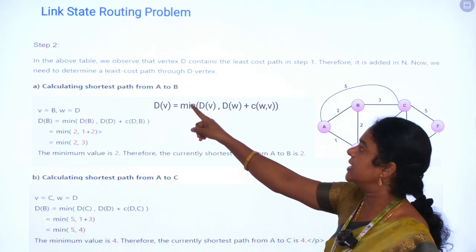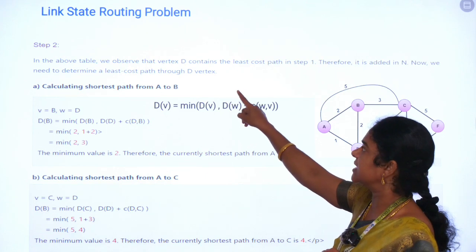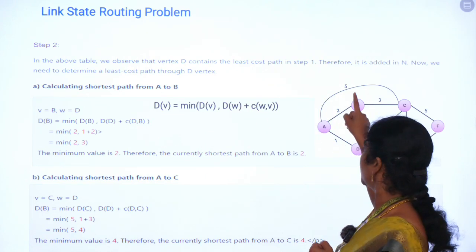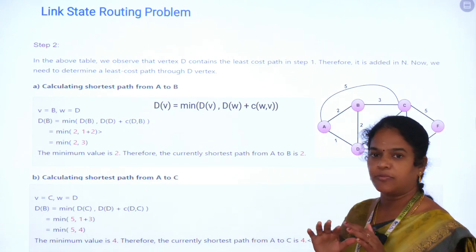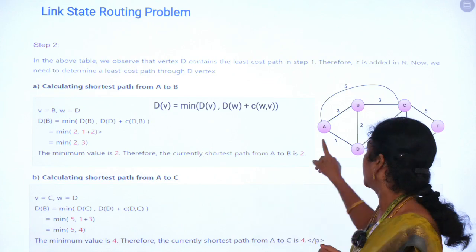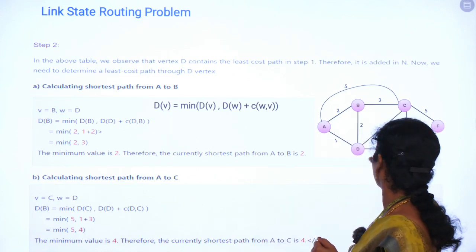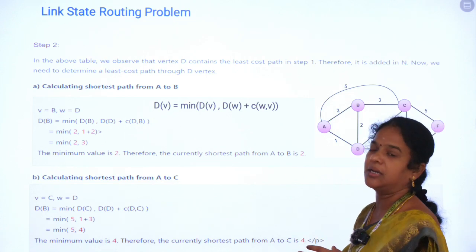Here in the second table, in the second step, we observe vertex D contains the least cost path from the first step. So now we find out the cost. Again you start from the source vertex only: A to B and A to C, next A to E and A to F. But here D is the root node.